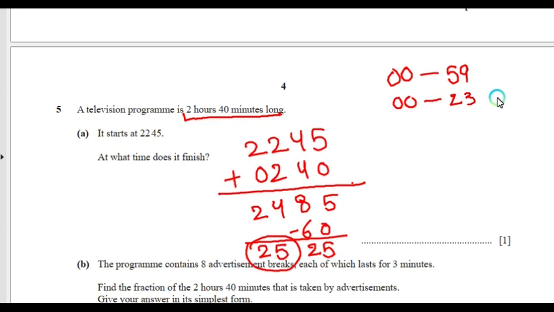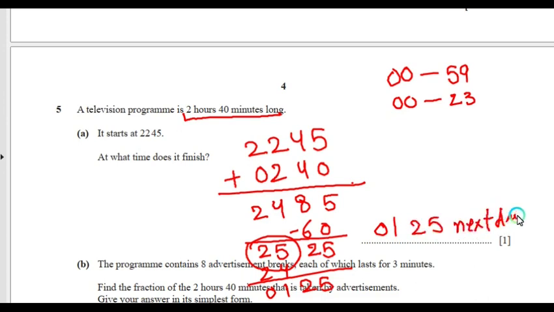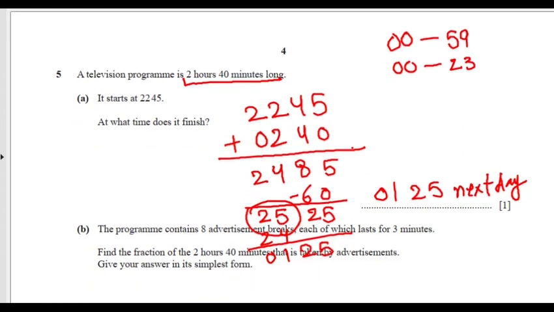Okay, so we can add them. 5 plus 0 is 5, and 4 plus 4 is 8. We know that we cannot write the 85 in the minutes clock, because the minute clock only goes from 00 to 59. Clear? So that's why 60 will be subtracted from it.